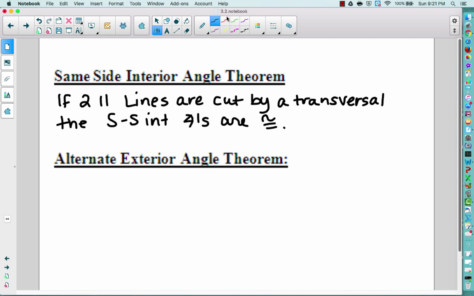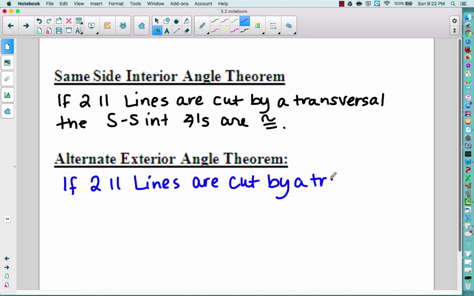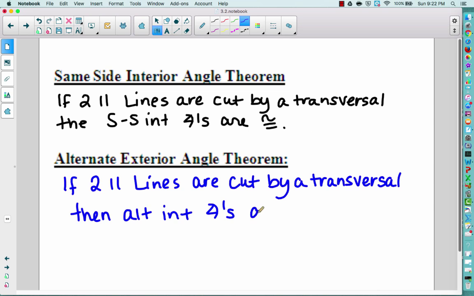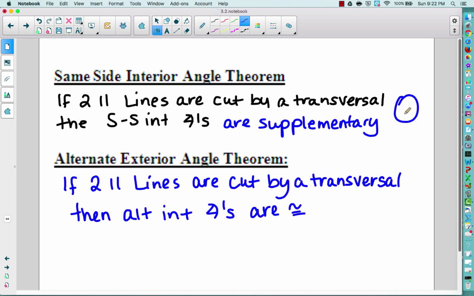Okay, so the last one, I'm actually not going to prove it. We're going to do it in class tomorrow, but I'm just going to give you the theorem, the alternate exterior angle theorem. So if 2 parallel lines are cut by a transversal, then alternate exterior angles are congruent. On the last one, I actually just realized I made a mistake. It should have been same side interior angles are supplementary. I think I said supplementary and I wrote congruent. Sorry, are supplementary. Sorry, Coach Fred made a mistake.